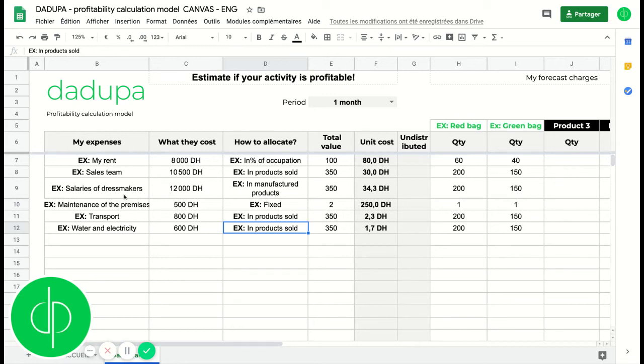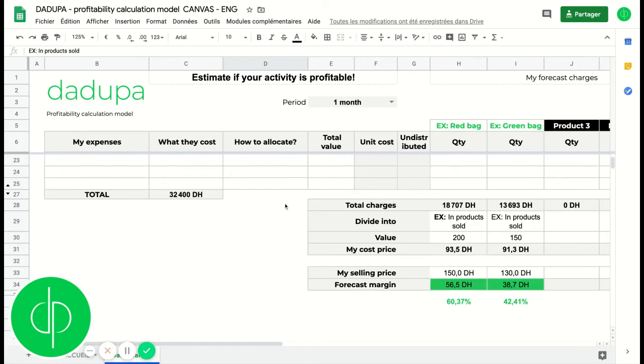So when I have put in all of my products, now I can see that I'm paying 32,000 monthly, and my charges are 18,700 for the red bag and 13,000 for the green bag. And I have to make a final allocation. I must divide it by the products I just sold to know the unit cost price and final cost price of my product. So I put 200 red bags, 150 green bags, and it automatically calculates my cost price.